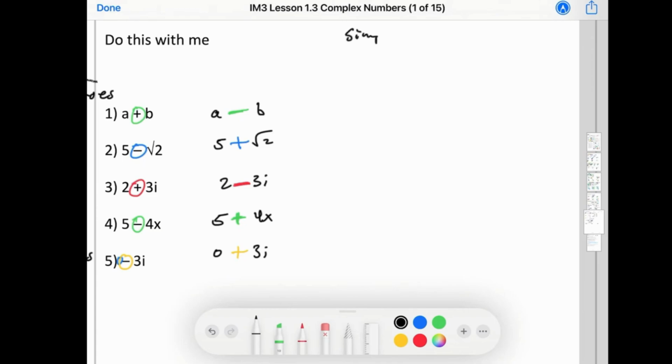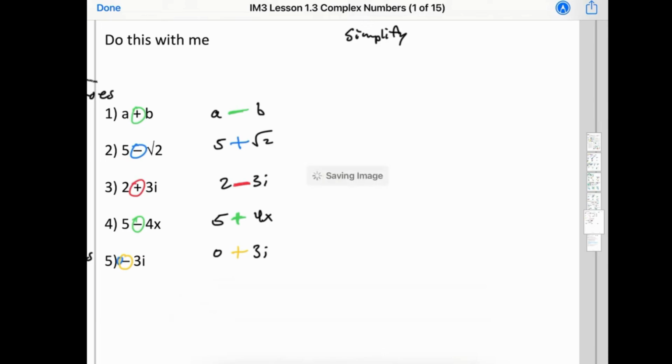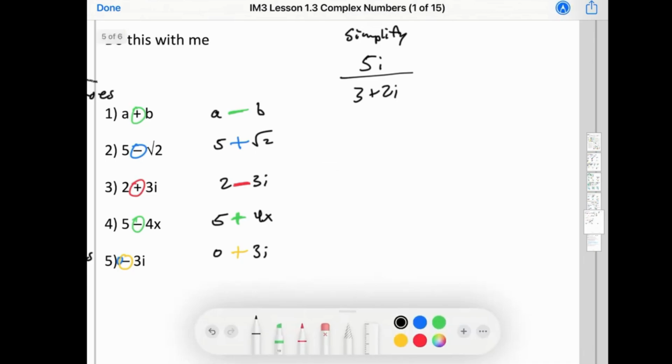Let's do this one. It says simplify 5i over 3 plus 2i. Okay, so if you look back at our vocab, we're going to have to do something called RTD. And RTD is basically we can't have i there. We rationalize the denominator. So to do that, we just need to find its conjugate.